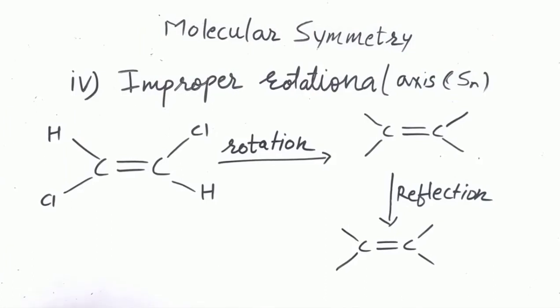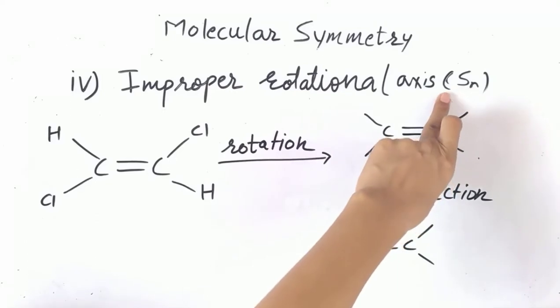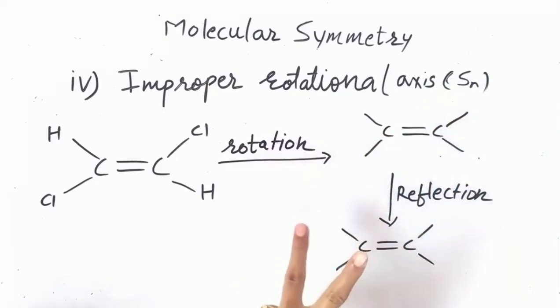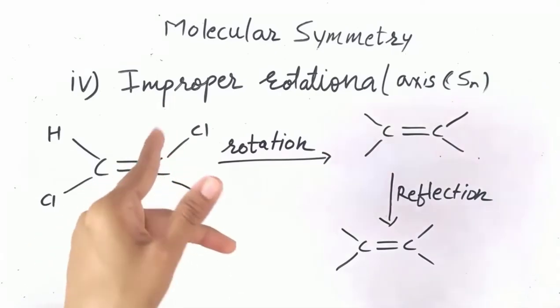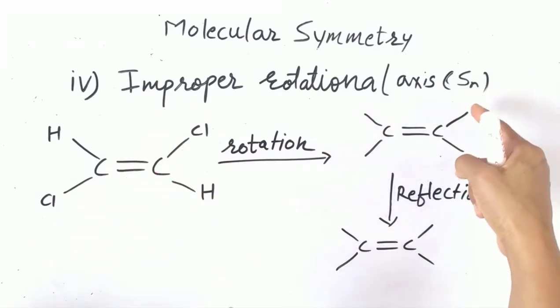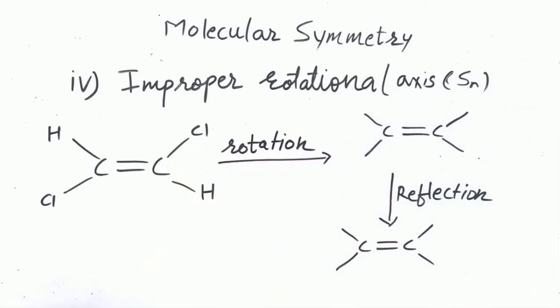Which example is it? Trans dichloroethylene. Remember, we have to do two operations in Sn to get the original image. Which two operations? Rotation followed by reflection. In Cn, we get the original image simply by rotation, but here we will get the original image by doing rotation and reflection operations. Alright. So in this trans dichloroethylene, how will you carry out the rotation? By what degree will the rotation take place? How will you pass the rotational axis?